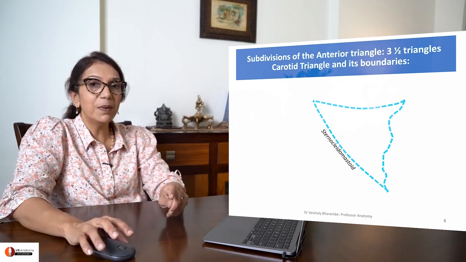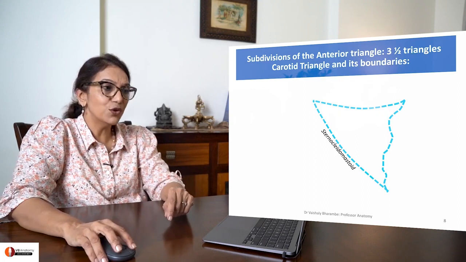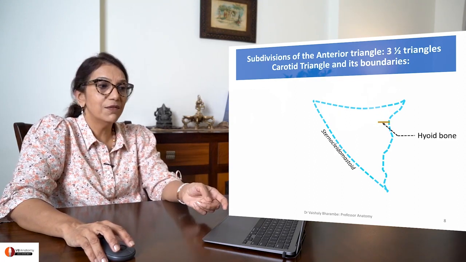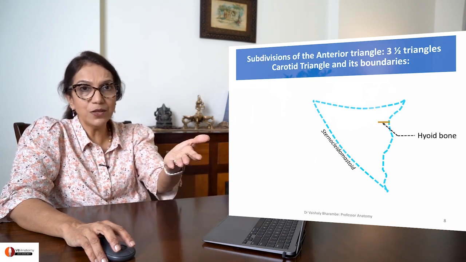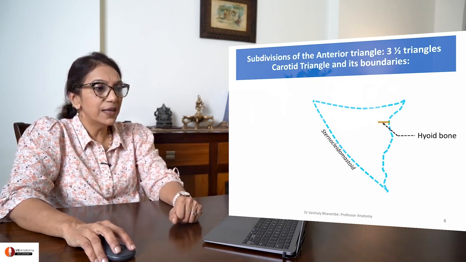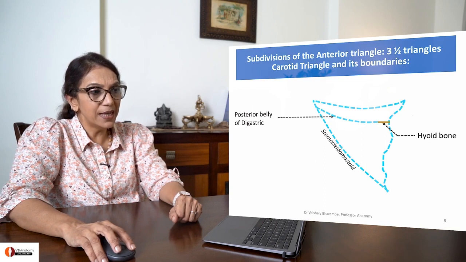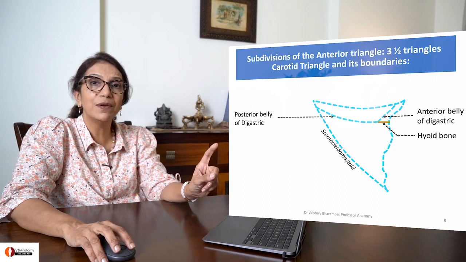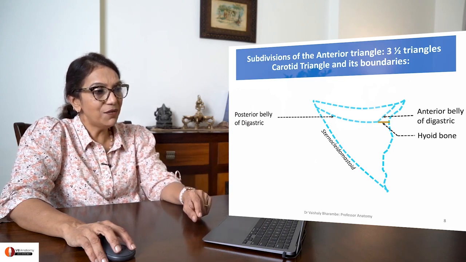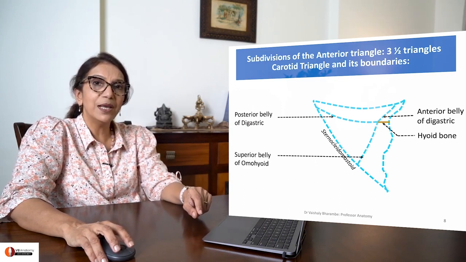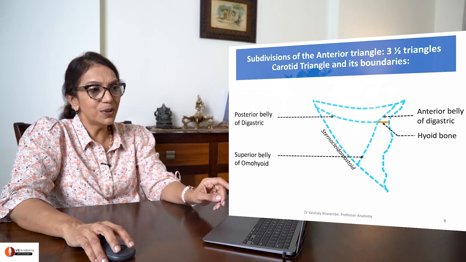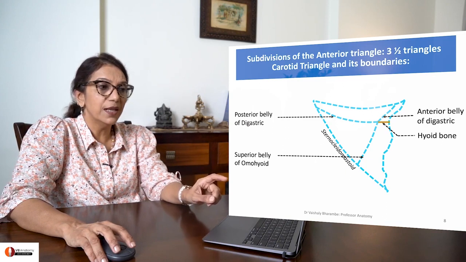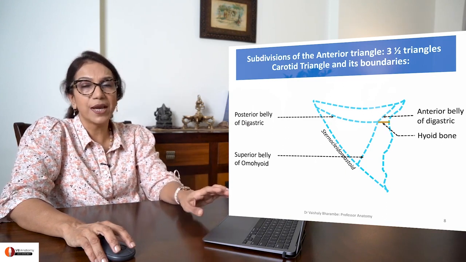Let's take it forward by dividing this triangle into several triangles with the help of one hyoid bone. Please draw the hyoid bone, students. Then draw the posterior belly and the anterior belly as shown. These are posterior and anterior belly of digastric muscle. And finally draw the superior belly of omohyoid. As you can see, these 4 structures are dividing your anterior triangle into 3.5 triangles.